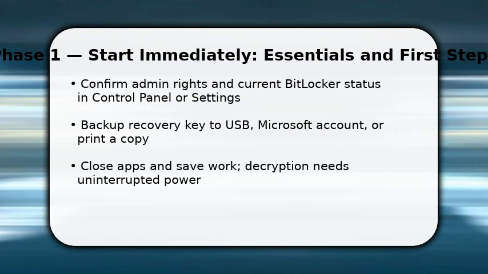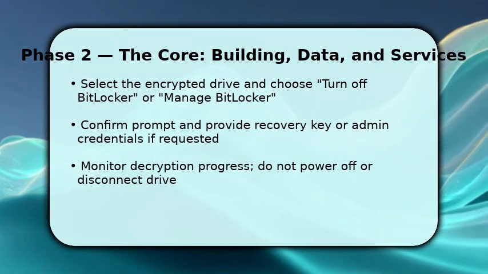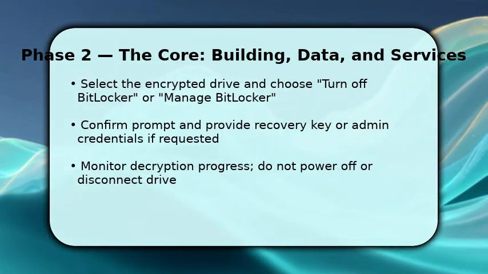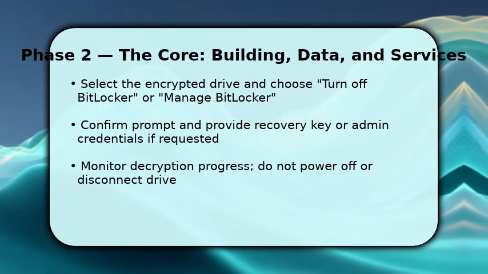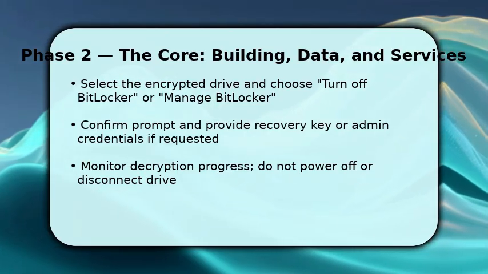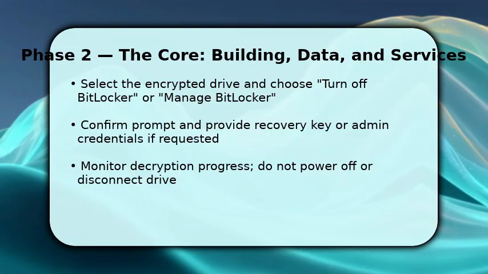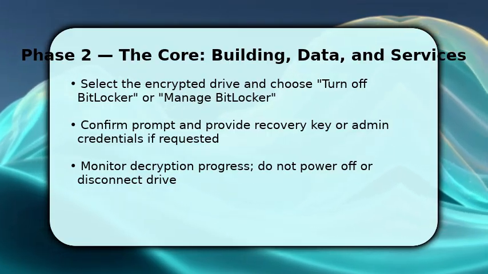You now begin decryption. Select the encrypted drive and click Turn off Bitlocker or Manage Bitlocker, then turn off. When prompted, confirm your choice and enter admin credentials or the recovery key. This verifies you own the drive. The system queues the decryption and you'll see progress in the Bitlocker window.